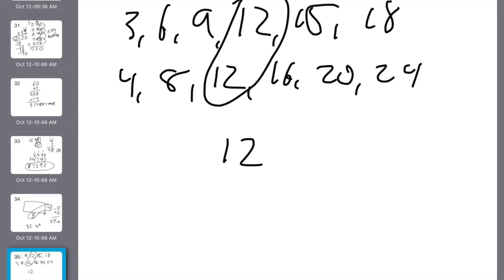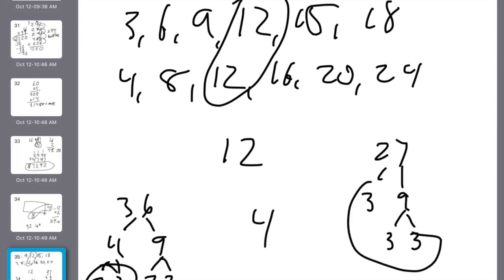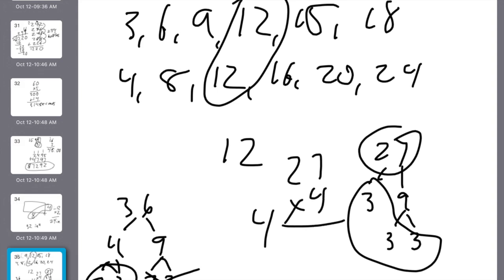Use prime factorization to find the least common multiple of 27 and 36. So 27 is 3 times 9, which is 3 times 3 times 3. 36 is 4 times 9, which is 2 times 2 and 3 times 3. This one has 2 2s, so I need it. 2 times 2 is 4. This one has 3 3s, so I use the 3 3s, not the 2 3s, because there's more. That's 27, so I need to take 27 times 4. I get 108. The least common multiple of those two numbers is 108.